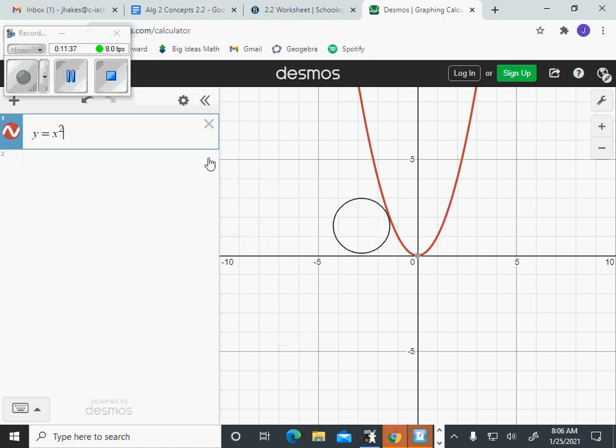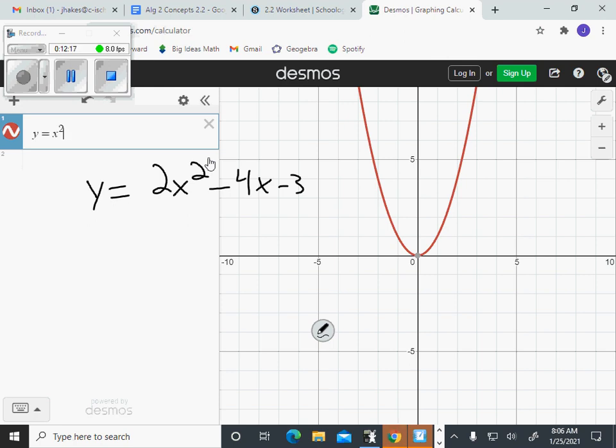You have one problem on your worksheet that looks a lot like this. It says y equals 2x squared minus 4x plus 3. And you look at that and say, Mr. Hicks, I don't know where that moves. That doesn't make any sense to me. It's because we haven't gone over that yet. I'm going to go over it right now.